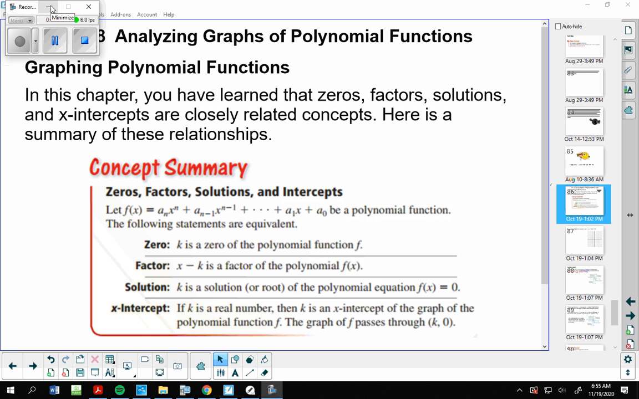Okay, section 4.8, we're going to be graphing polynomial functions. So take out your calculators. If you don't have one, you can borrow one from me. And if you're at home and you don't have a calculator, I'm going to show you guys a website called desmos.com that I've mentioned in the past. So give you guys a second to grab your calculators.